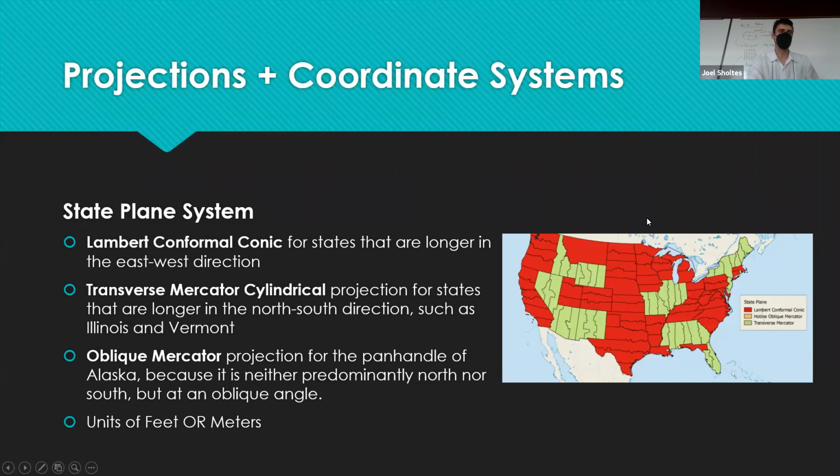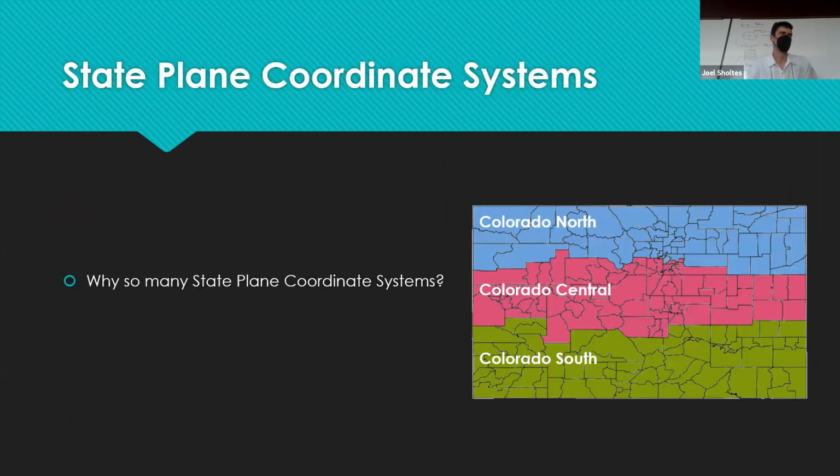So these are the state plane systems. You'll hear state plane a lot. It's kind of a standard one that engineers use when mapping and surveying. And we have Colorado North, Central, and South. So why did we break Colorado up into 3? Why not just 1?